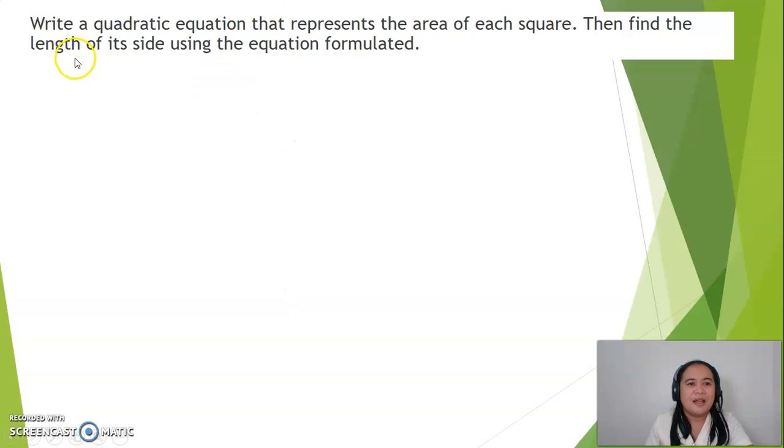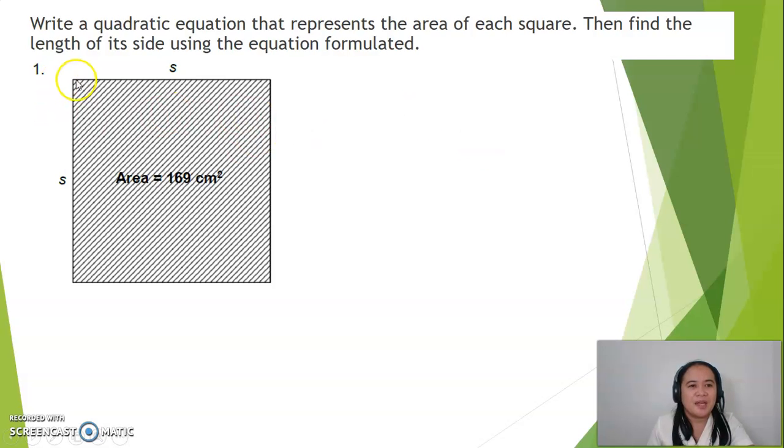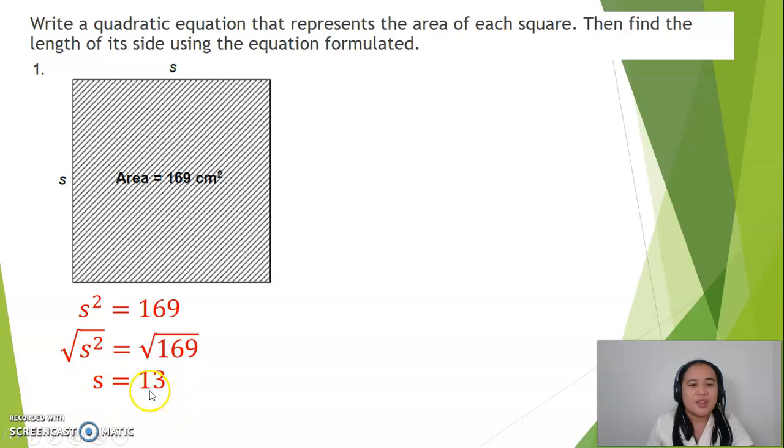Now another example. Write a quadratic equation that represents the area of each square and find the length of its side. Example number 1. Now the area of this square is 169 centimeters square. So with this, writing this in quadratic equation will be s squared equals 169. So the area of the square is s squared and the result is 169. Getting the square root to both sides, so therefore, the value for our s is 13.